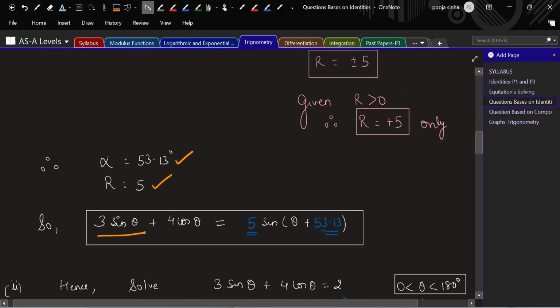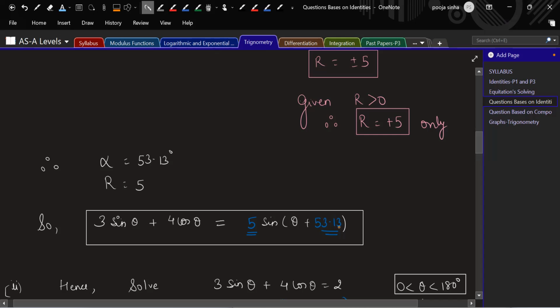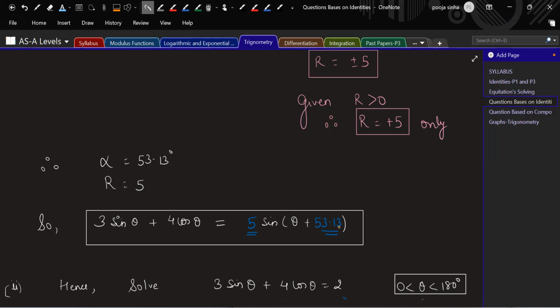R is 5. So 3 sine theta plus 4 cos theta is equal to 5 sine of theta plus alpha. Where R was, you put this 5, and where sine of theta plus alpha, you write the value 53.13. So we have to write it in this form, because that was the question: express 3 sine theta plus 4 cos theta in the form R sine of theta plus alpha. That was the question. Clear? Yeah.